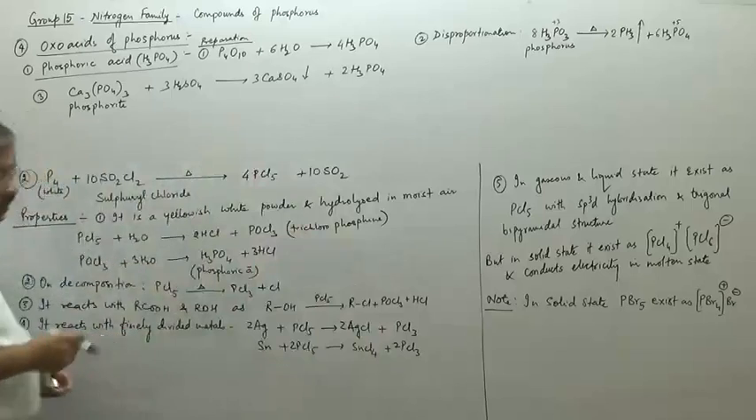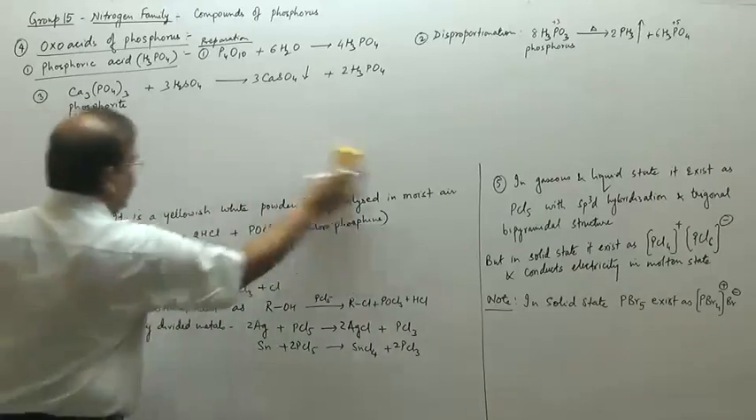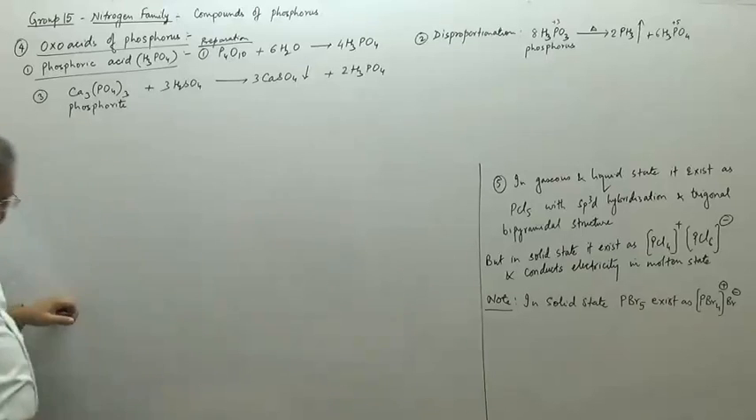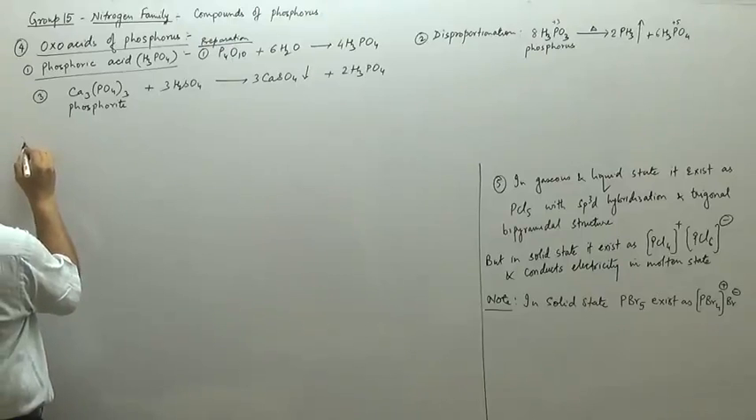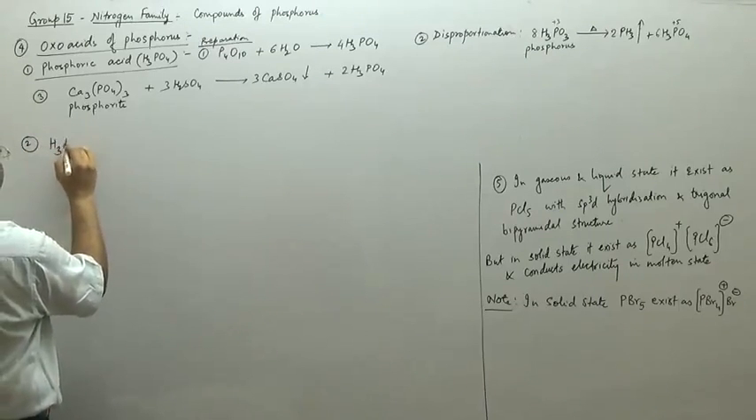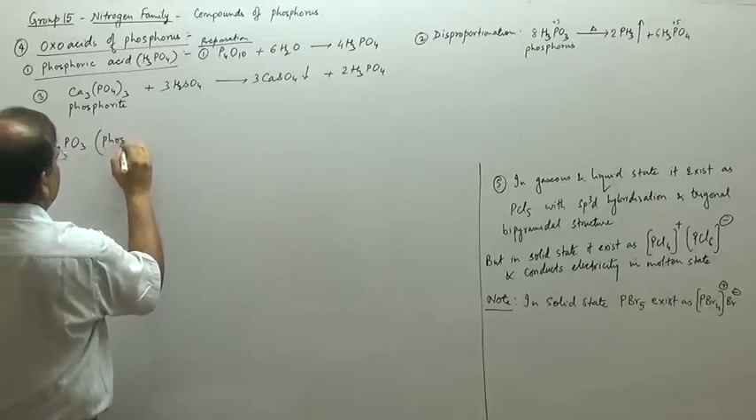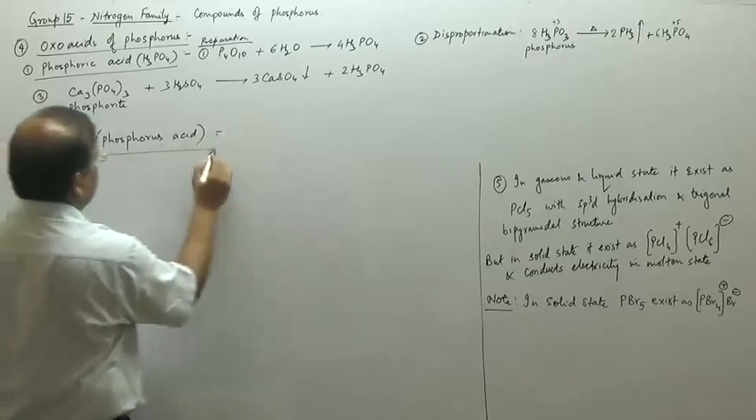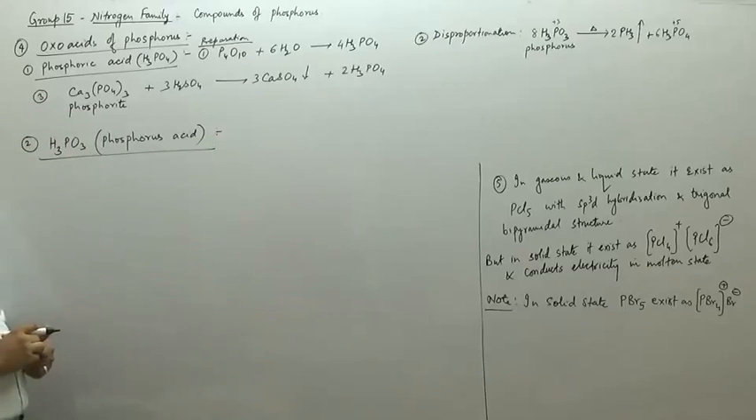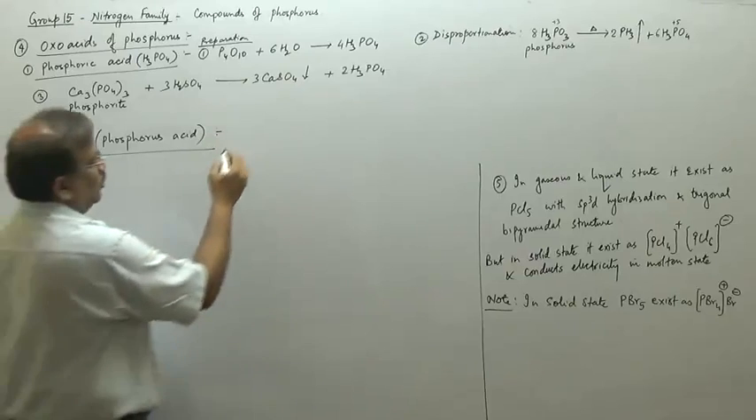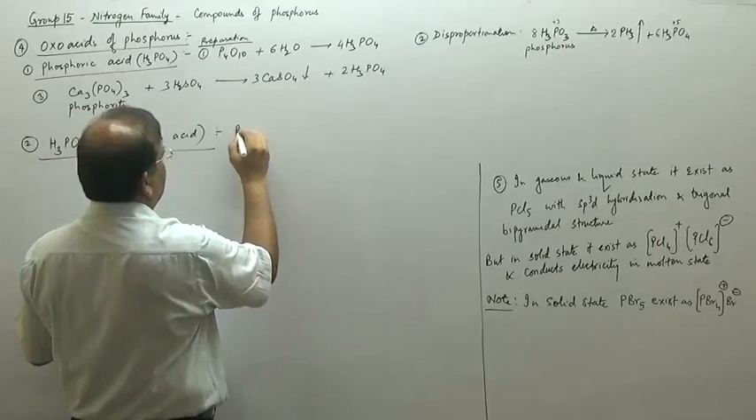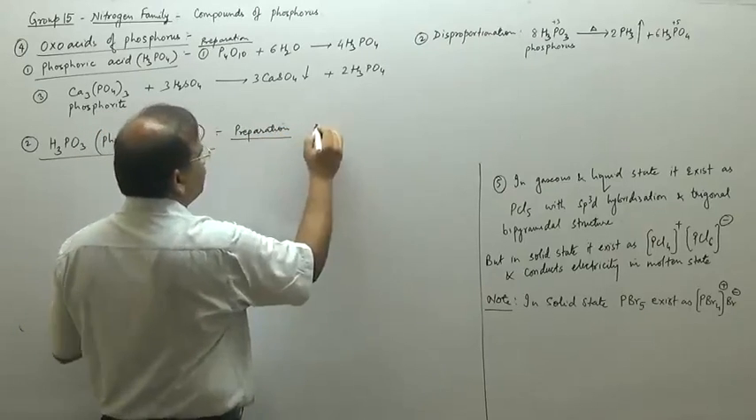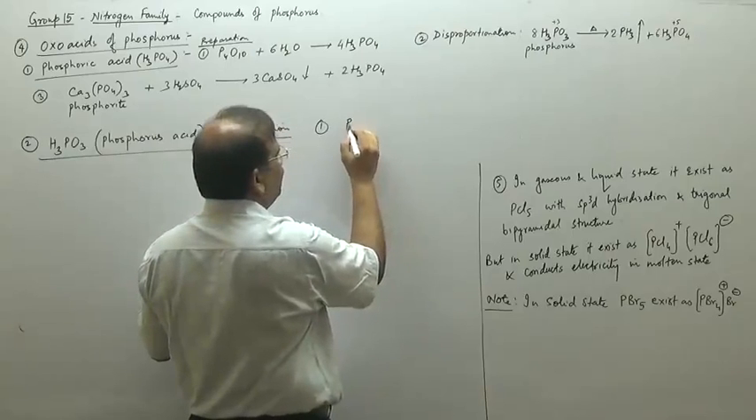Next we write phosphorus acid, how it can be prepared. The oxo acid H3PO3 is phosphorus acid. The phosphorus acid can be prepared by the hydrolysis of P2O3. These are the preparation methods. One is the hydrolysis of P2O3.